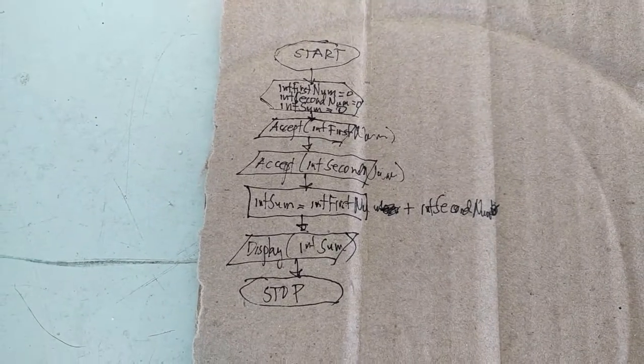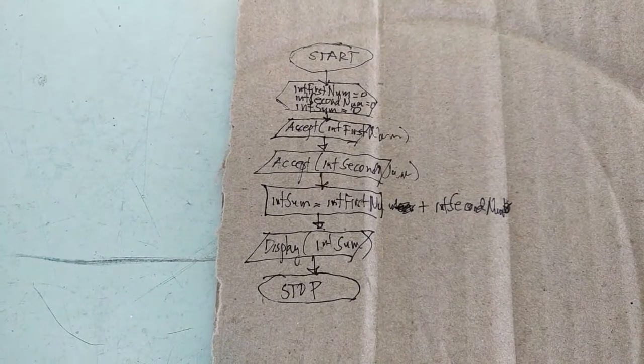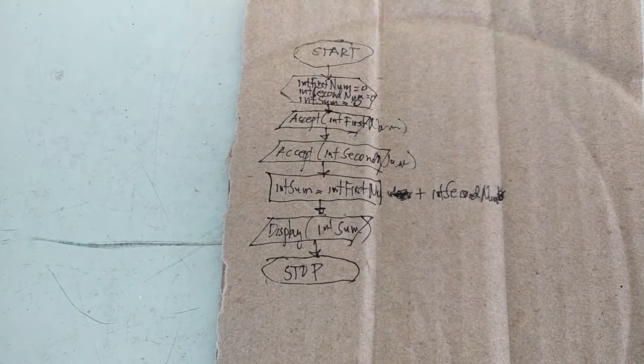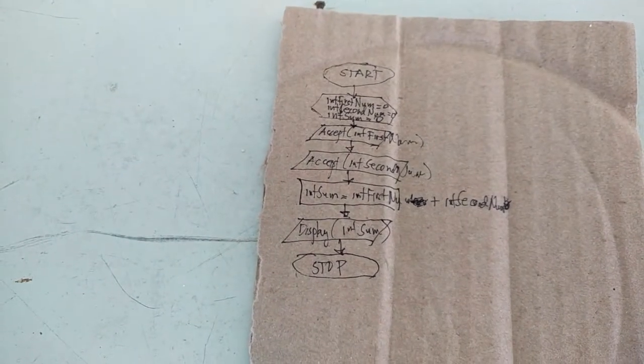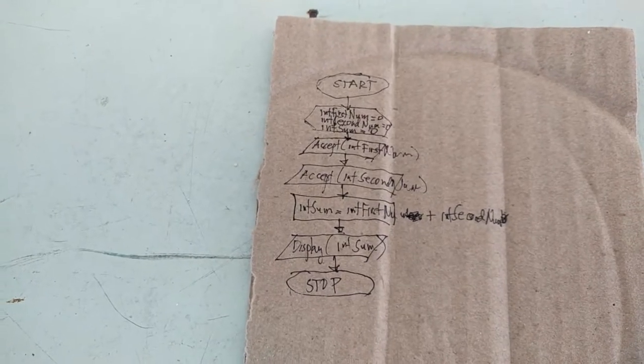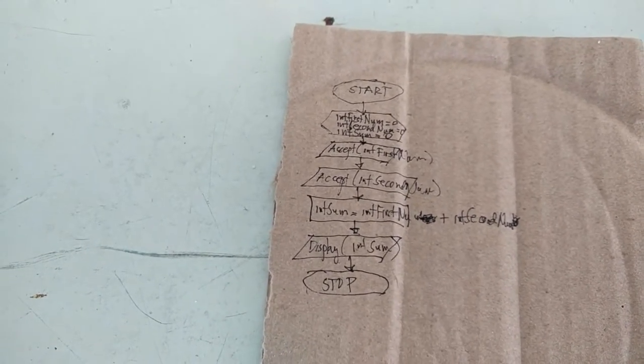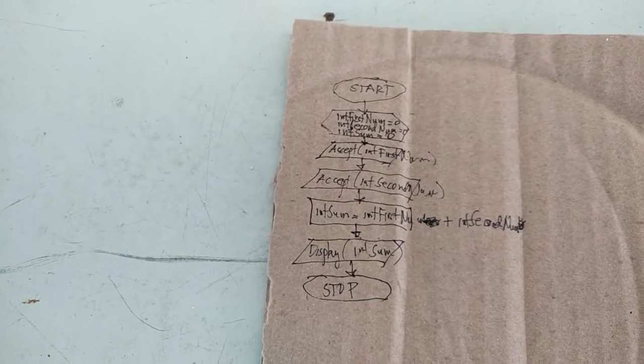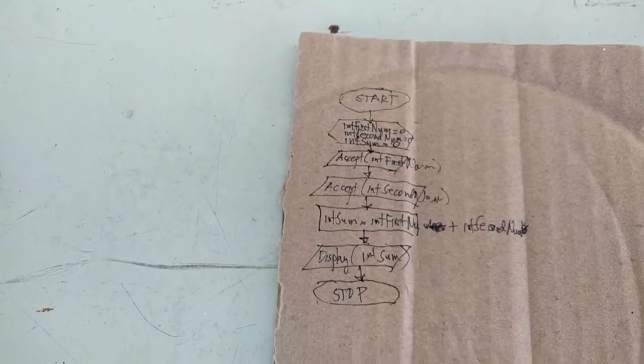I hope you learned how to make a flowchart, and I want you to create a flowchart for subtraction. You make a program that accepts two numbers, subtracts them, and computes for the difference.